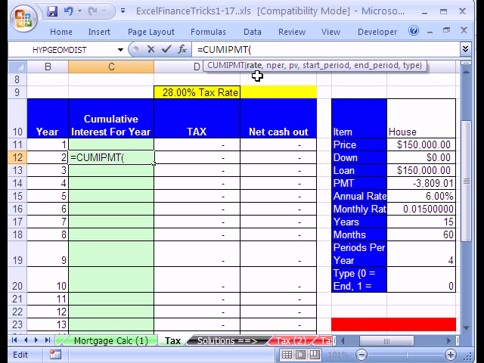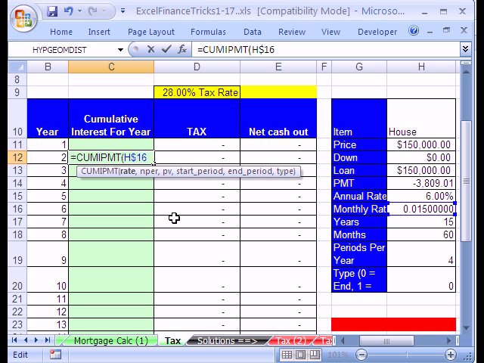All right, rate. That's going to be our period rate right there. And I'm going to lock it going down. Comma. Our NPER is the total number of periods. We have quarters and 15 years, so that's 60. And I'm going to lock it going down. Comma, the present value. Now, this is a cash flow, $150,000. And it is a positive because it's going into our pocket. F4 twice to lock it.